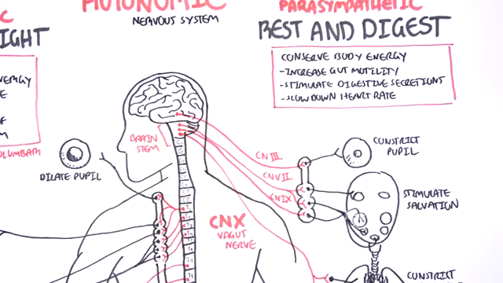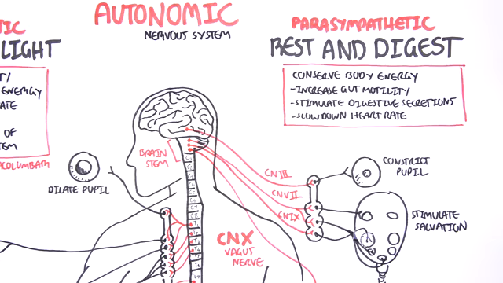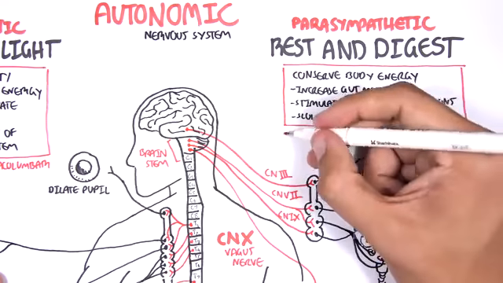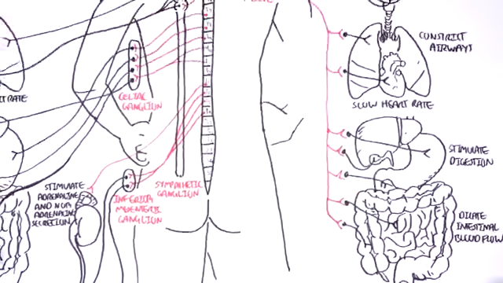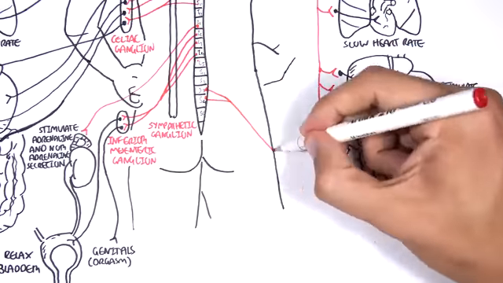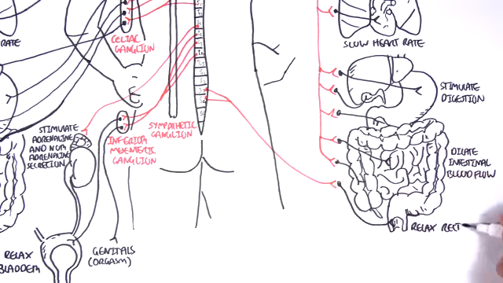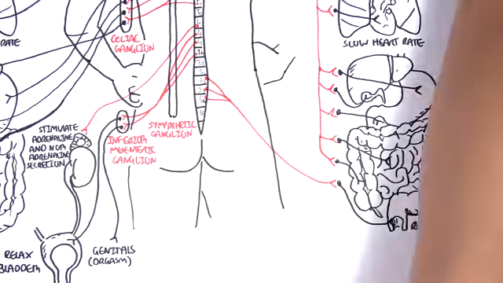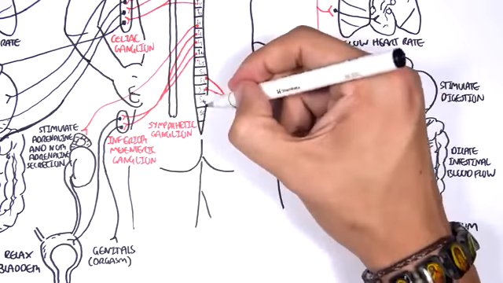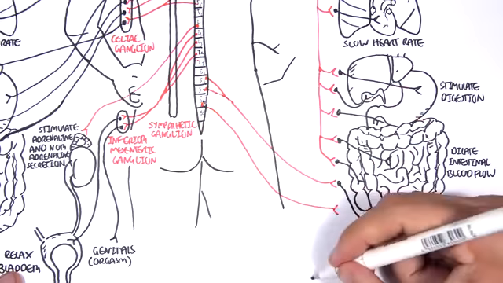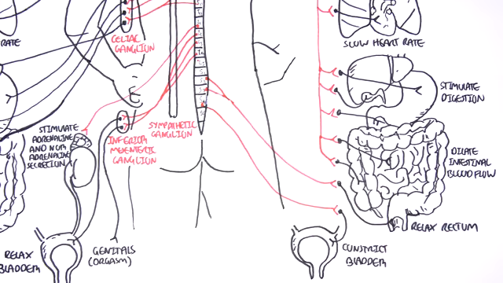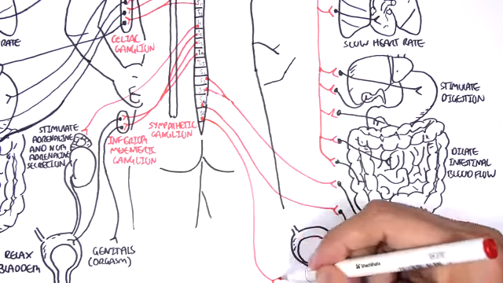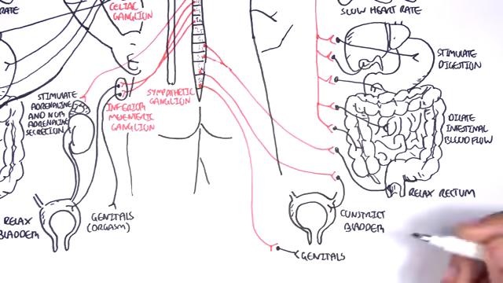So we should have said this, but the parasympathetic neurons arise from either the brainstem or the sacral region of the spinal cord. The nerves arising from the sacral region will target the rectum, causing it to relax. There are also nerves that will target the bladder, causing it to constrict, initiating micturition, peeing. As well, we have nerves that will target the genitals from the sacral segment.